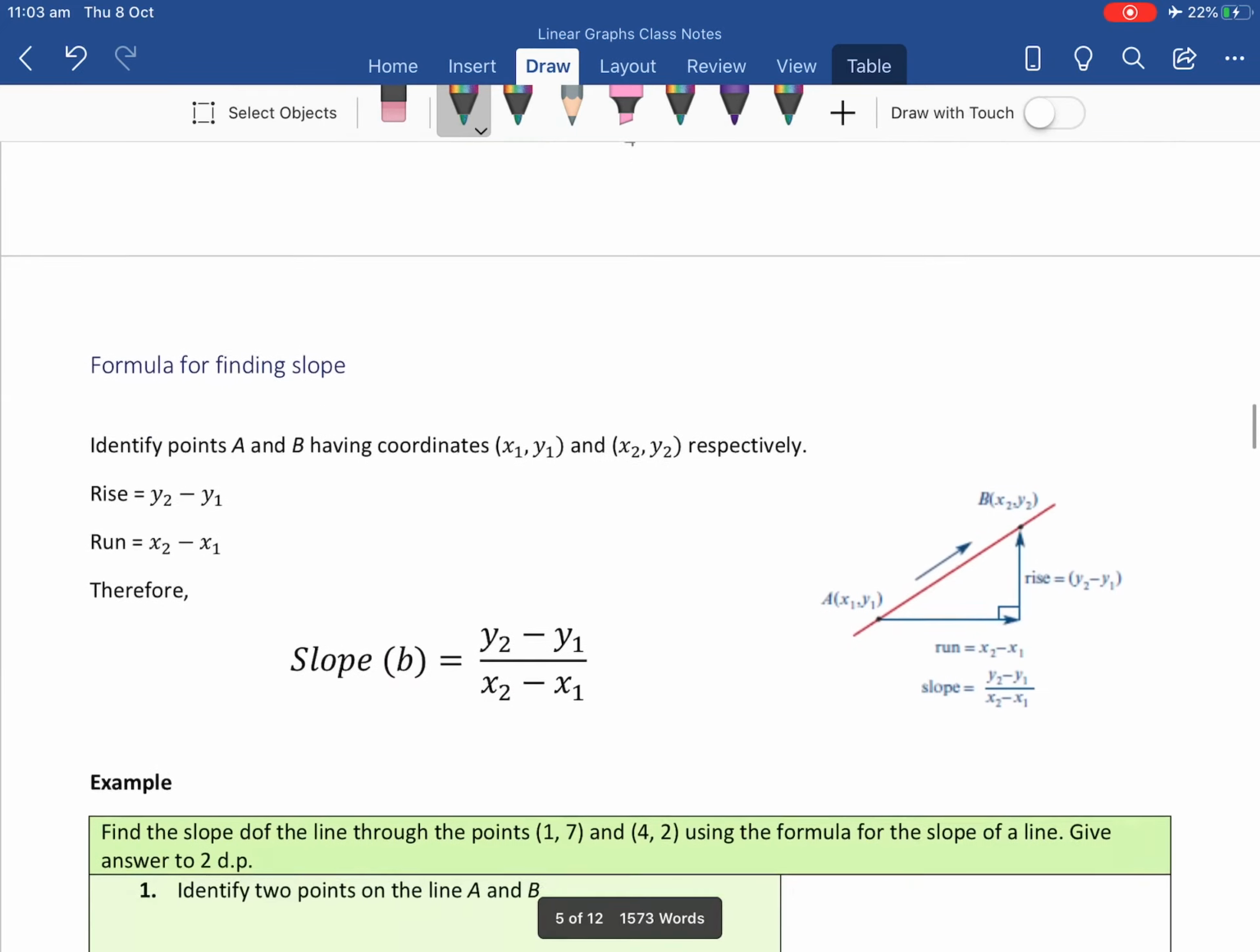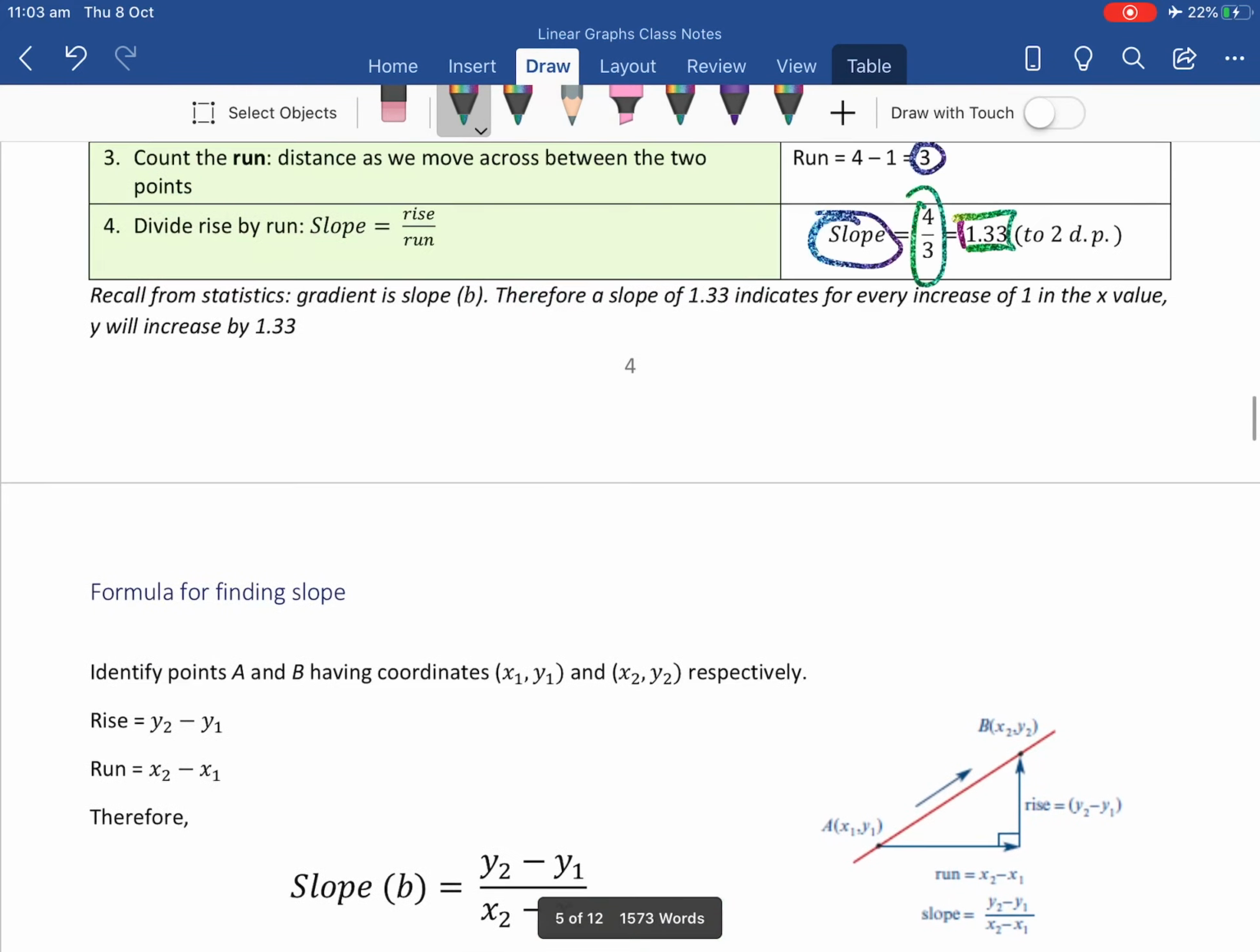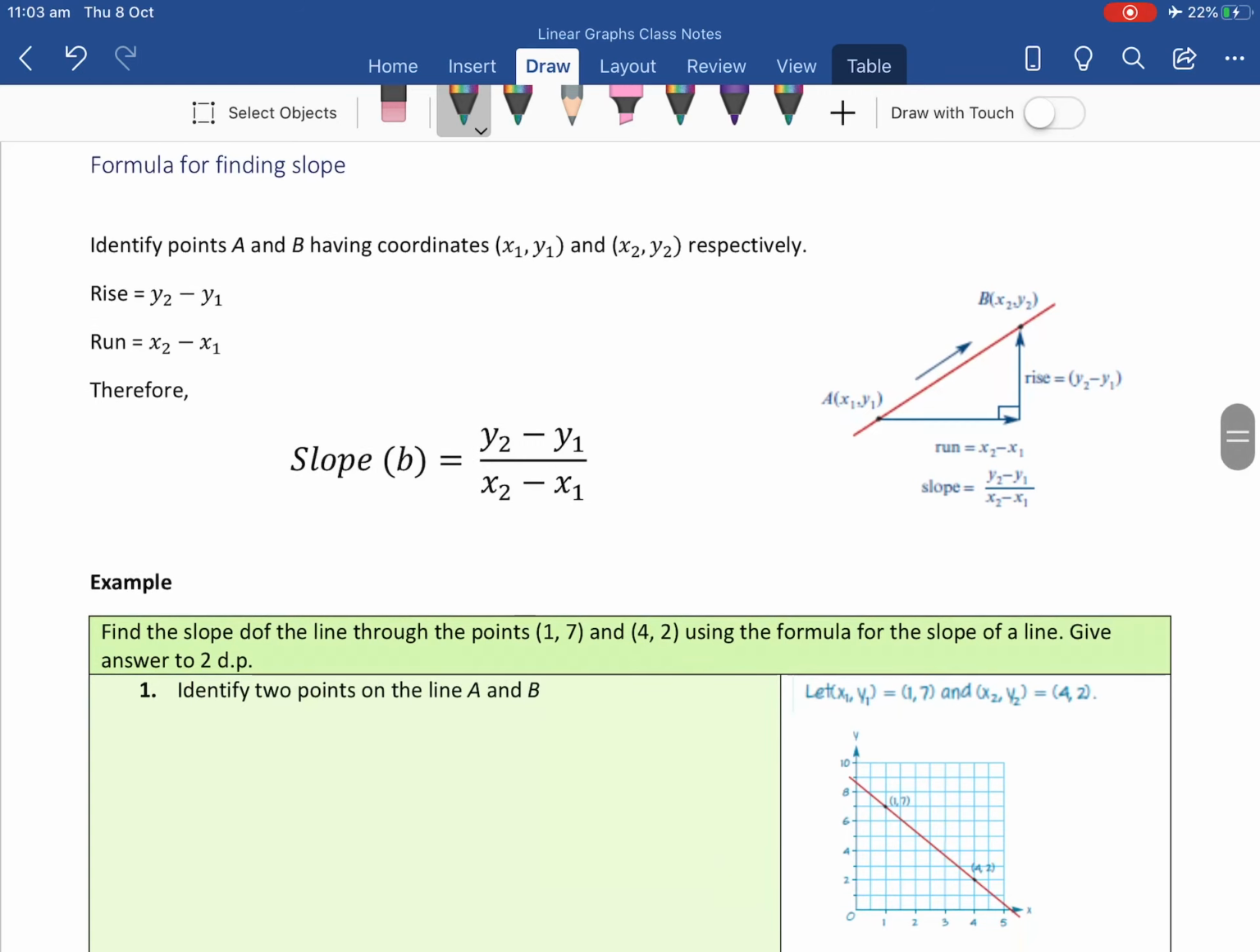Okay, so the next part, that is a formula. Sometimes it can be hard to pick those 2 points on a line and then draw it, okay? Sometimes you might just be given the coordinates of 2 points. If you're given those coordinates, you can use this formula to find your gradient. To find the slope, you get your y2 minus y1 and divide it by your x2 minus x1.